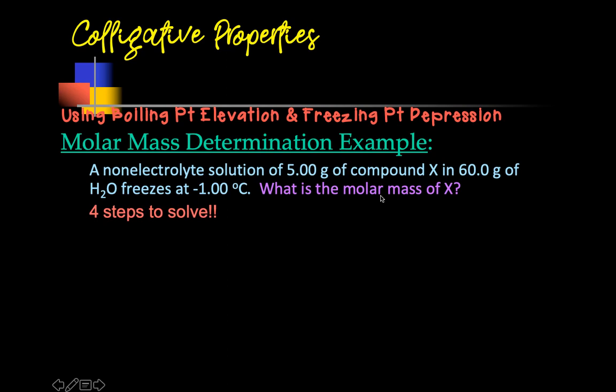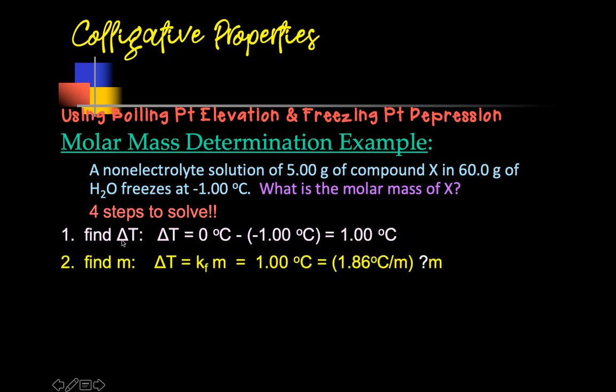There are 4 steps that we're going to use. First, we're going to find our change of temperature. The change of temperature is 0 minus, because it's freezing point depression, -1, right? So the change of temperature is 1 degree Celsius. All right, now we can find molality. We know the change of temperature is 1.